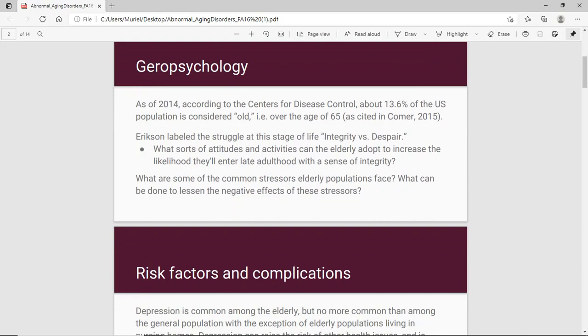What sort of attitudes and activities can the elderly adopt to increase the likelihood they'll enter late adulthood with a sense of integrity? What are some of the common stressors elderly populations face? What can be done to lessen the negative effects of these stressors?